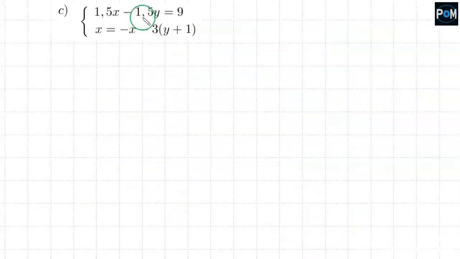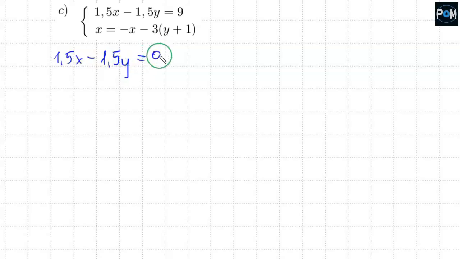In example C, I have a challenging situation because both equations look quite unsatisfactory. I'll deal with each of these equations separately. Let's look at the first equation: 1.5x subtract 1.5y equals 9. This equation is not cool because there are some numbers with x and y, and it's 1.5. Here you might want to multiply this by 10, but you don't need to multiply it by 10 here.